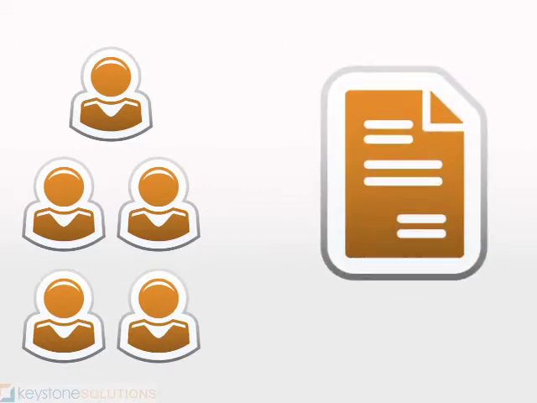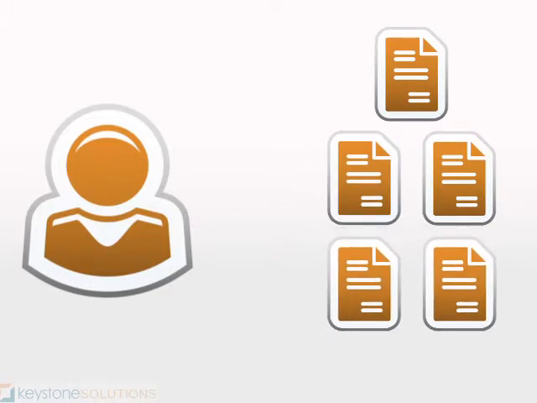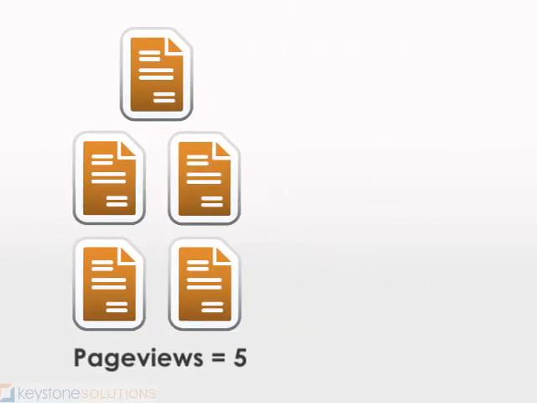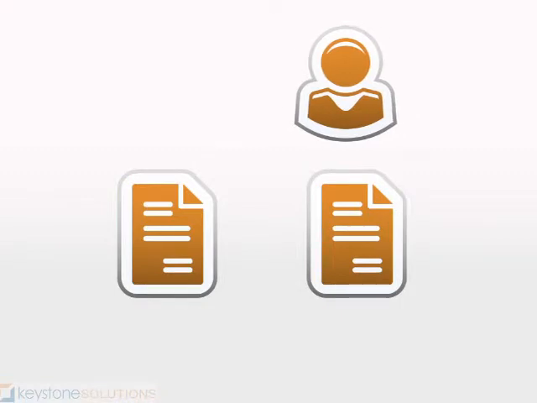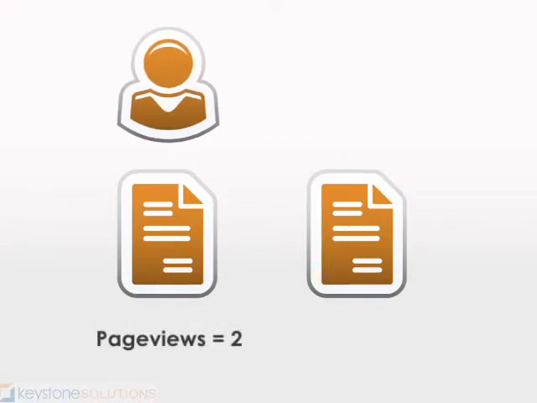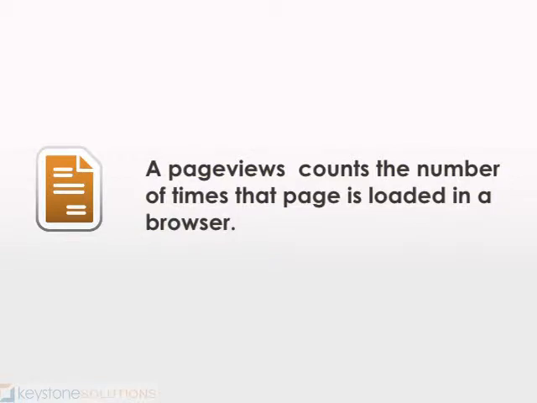This means that if 5 visitors each loaded that page in their browser, you would have 5 page views for that page. It also means that if one visitor hit the refresh button 5 times, that page would have 5 page views. Likewise, if a visitor visited a page, moved to another page, and then came back to that original page, you would have 2 page views for that original page. So to review, a page view is just counting the number of times a page is loaded in the browser.